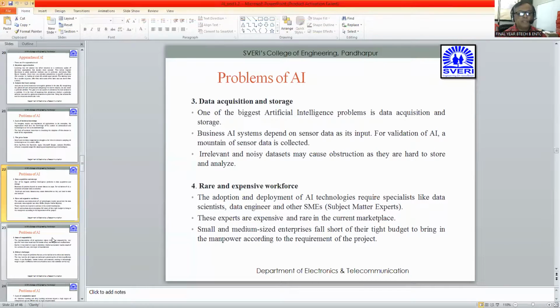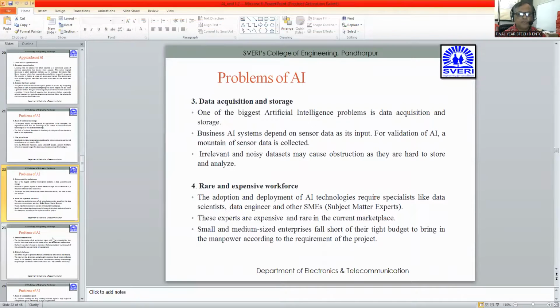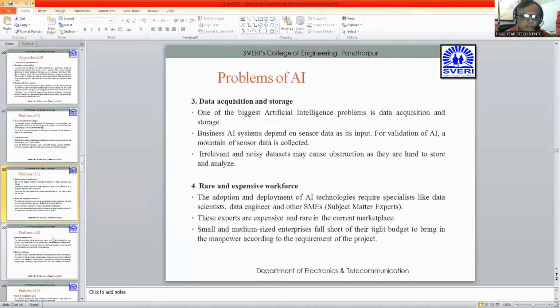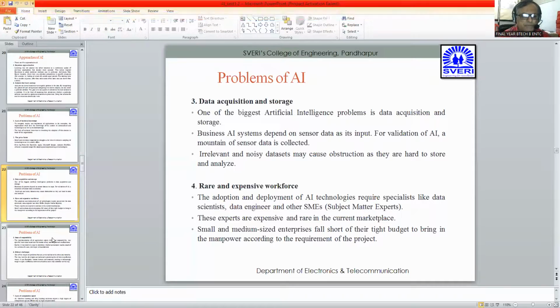Small and medium-sized entrepreneurs fall short of the tight budget needed to bring in the manpower according to the requirements of the project. If the project is very huge, then you require sufficient manpower. So for small and medium-sized enterprises, it is really difficult to cope with the budget as well as the manpower in order to implement the projects.